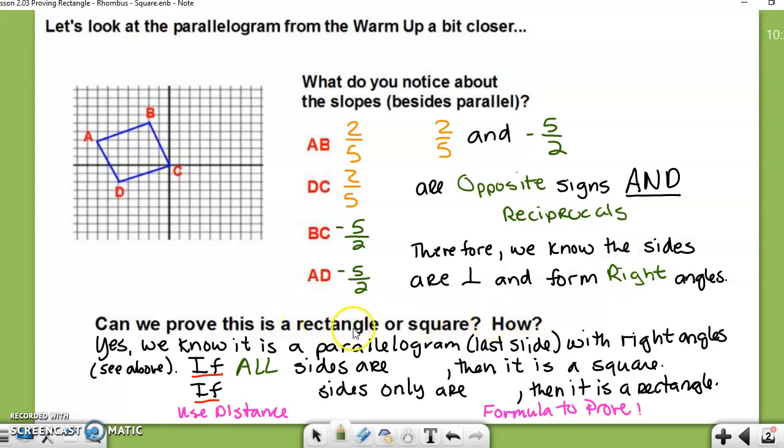And I have to think, is it a rectangle or a square? And how would I know? Well, I know it's a parallelogram from the last slide, and I know it has right angles from above. If all sides are congruent, then it is a square. And if only the opposite sides are congruent, then it is a rectangle. And I could use my distance formula to prove.